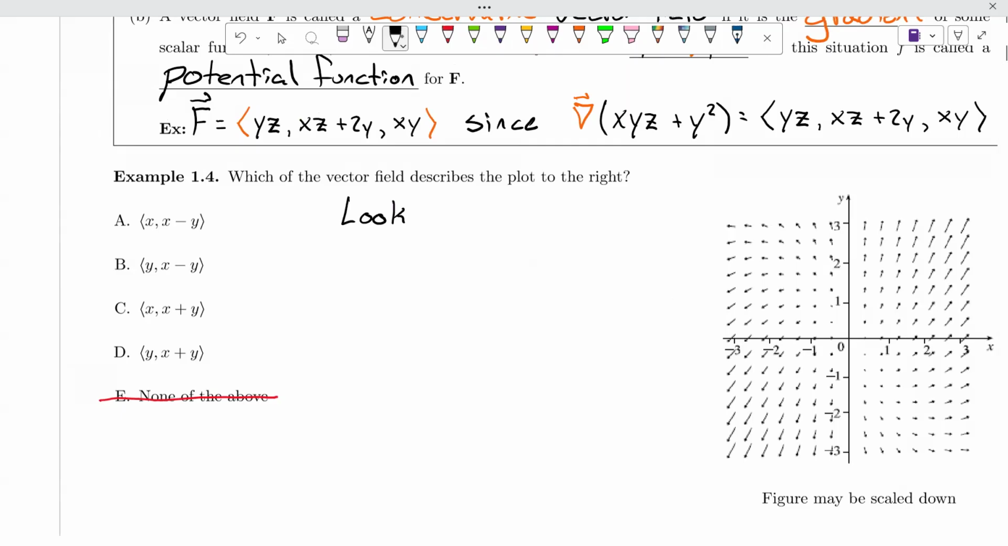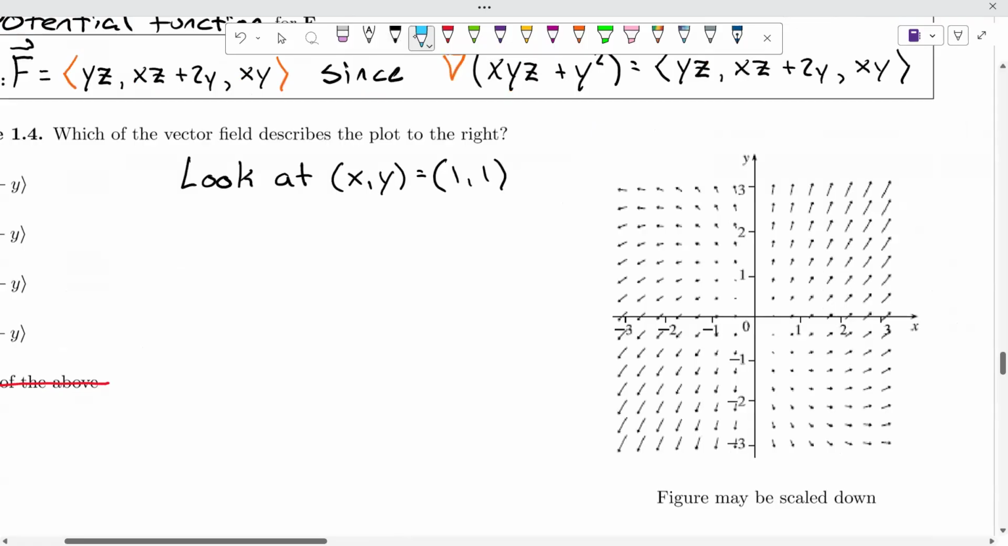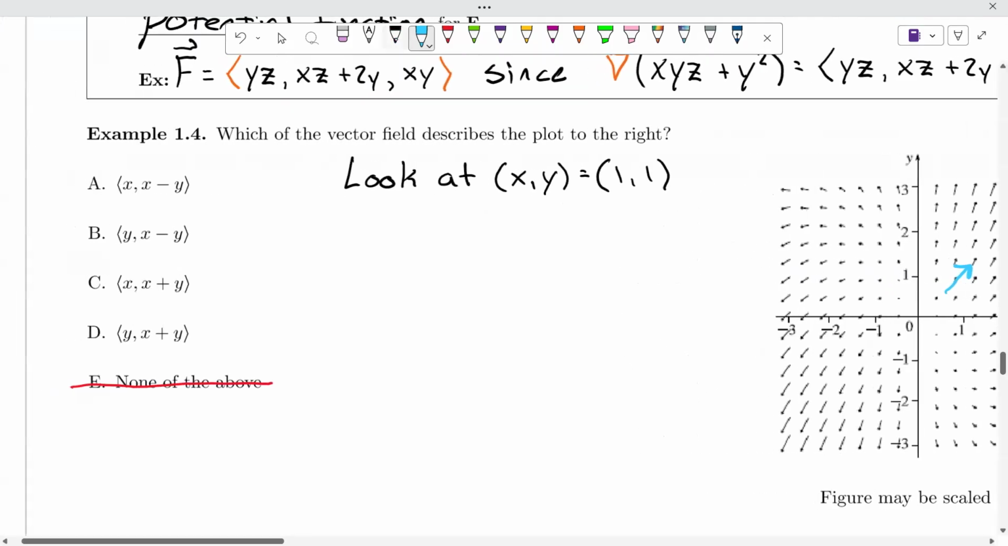So I am going to start by just looking at a couple of points. I'm going to look at the point 1, 1. If I head over to my field, I'm looking at this vector right there, pointing up and right. If I just look at what's there, I'm not going to worry too much about the numbers, just trying to get a broad sense for what the field looks like at the point 1, 1. And again, it's going up and right.